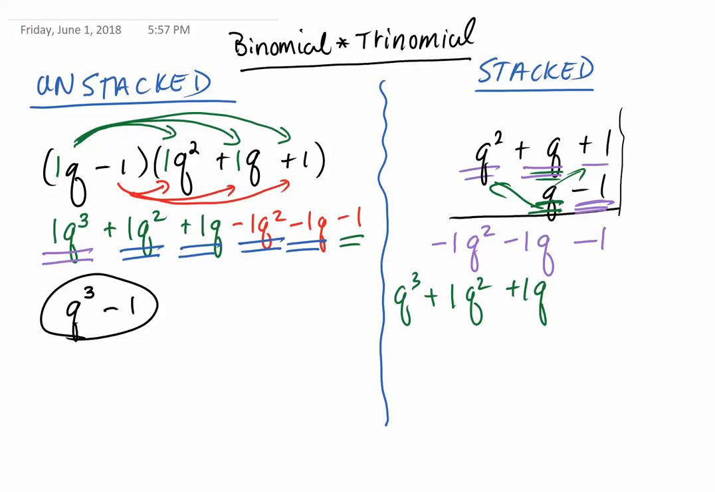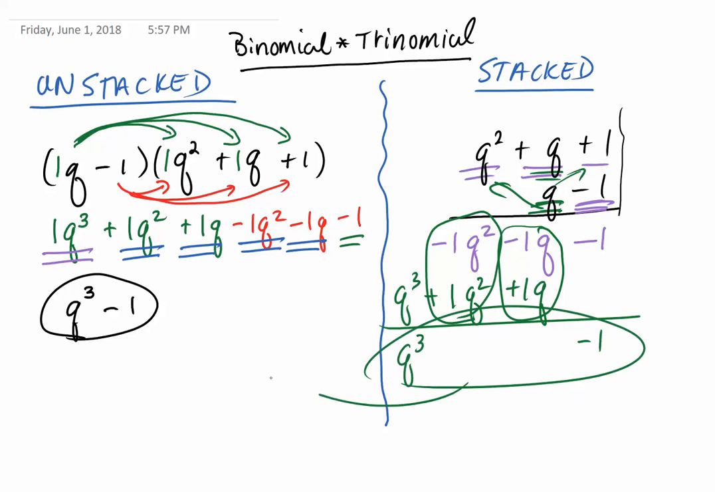And again, just like with regular multiplication, we then add up these like terms. And notice these like terms line up. And there we have 0, here we have 0, and q cubed. So again, we get the same answer.